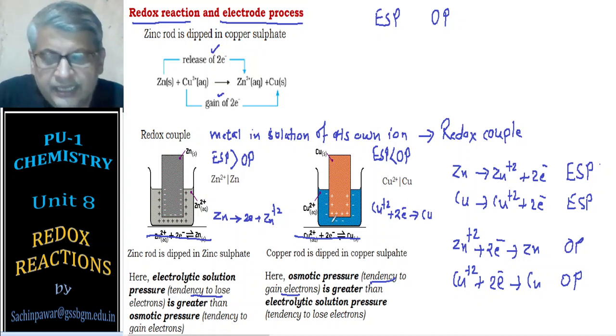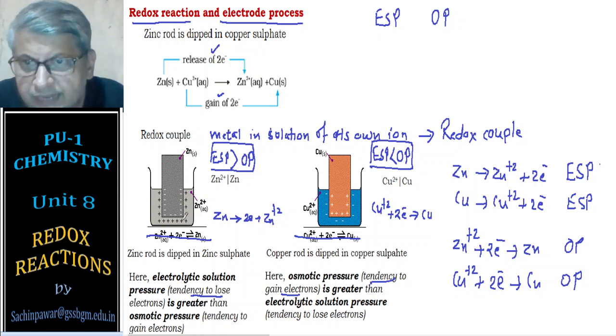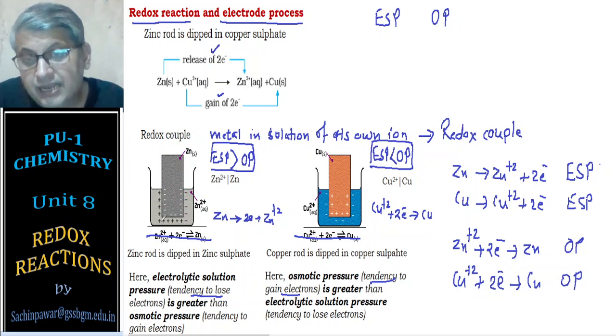So here you will see, because of these tendencies, there is a development of a double layer. You see, in this case electrons are deposited on the rod, and we have a negative charge on the rod, and Zn plus 2 ions are going to surround it because opposite charges attract. So there is a double layer formation, and because of this double layer formation, some potential is developed, some voltage is developed.